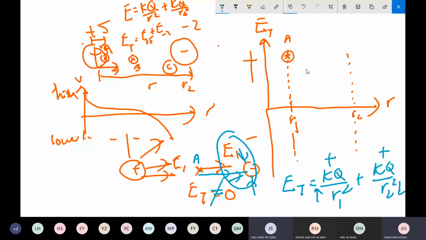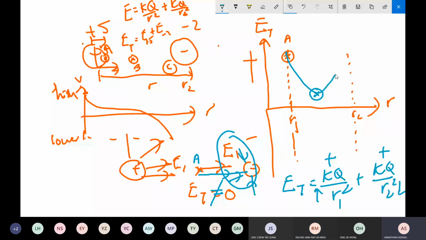So the value won't get to zero. The value will get a minimum somewhere. If you do differentiation, the electric field strength gets a minimum somewhere in between. Then after that, what will happen to the electric field strength again? It will increase.